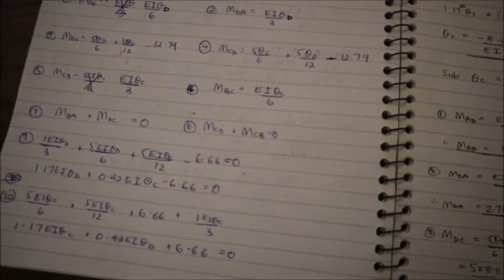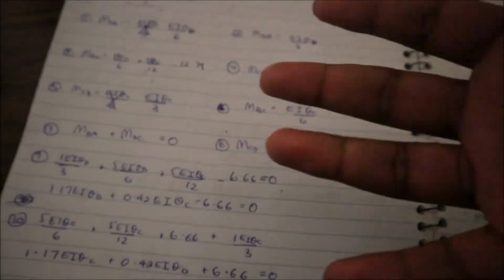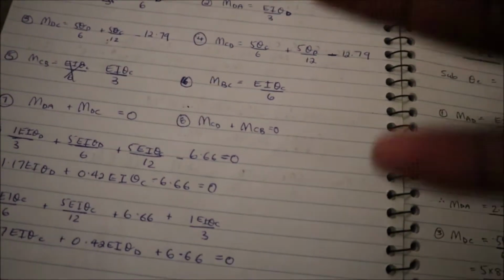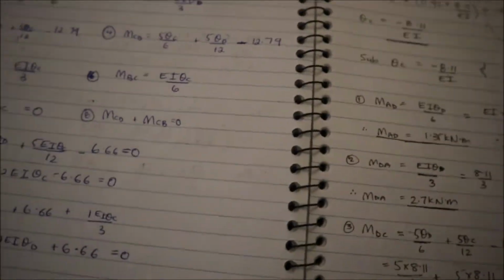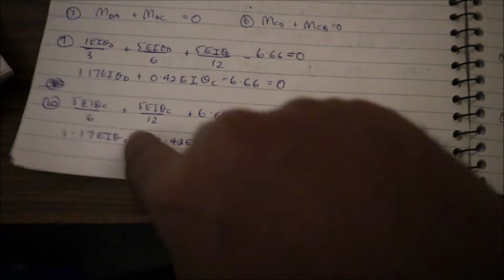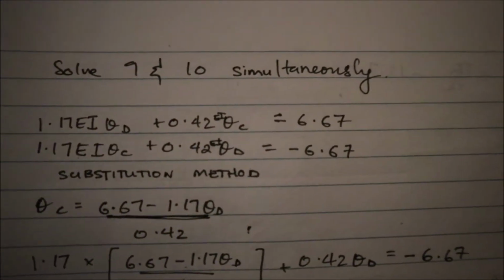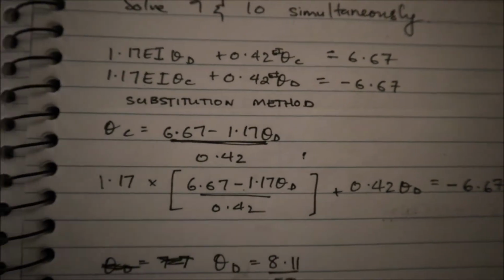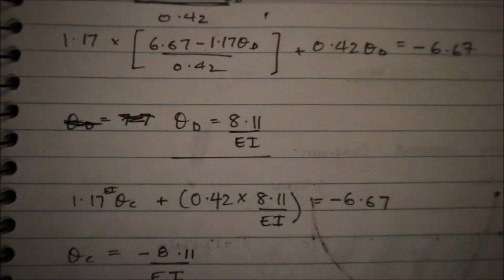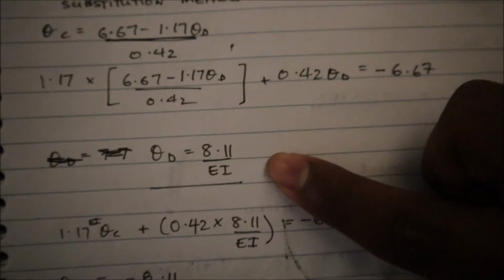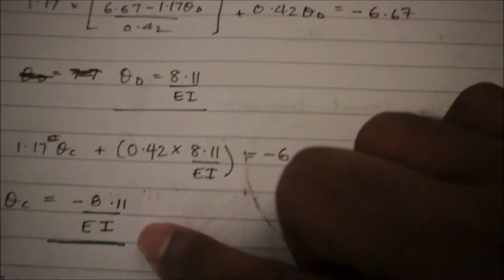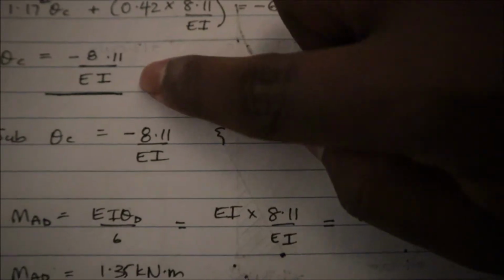Now we have to solve some of these equations together simultaneously in order to find the answers. The first ones we're going to use are number 9 and number 10. Once we solve them simultaneously, we get our theta D first. After we get theta D, we will find our theta C. As you can see, the values are very similar, it's just that there's a negative value here.